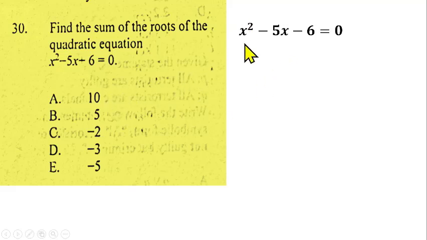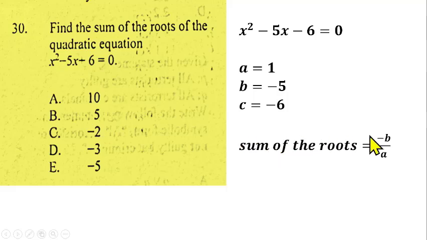The first thing to do is to get the value of your a. a is the coefficient of x squared, which is 1. b is minus 5, and c is minus 6 as well. The sum of the roots of a quadratic equation is minus b over a. So if you substitute that here, you have minus open bracket minus 5, because our b is minus 5, over a which is 1. So that will give us 5 as the sum of the roots.